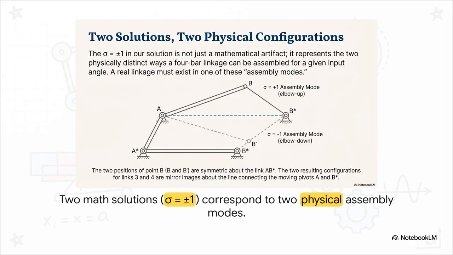So what about that plus or minus sigma from the math? What was that all about? Well, it's not just some weird thing the math spit out. It represents the two totally different, physically real ways a 4-bar linkage can be put together. Any real mechanism has to exist in one of these assembly modes. Sigma equals +1 usually gives you what we call an elbow up configuration, while sigma equals -1 gives you the elbow down mode. They're basically mirror images of each other, both perfectly valid.